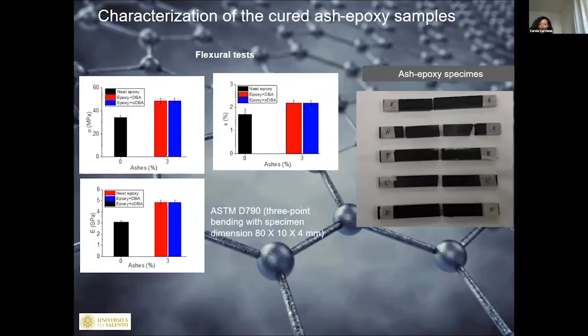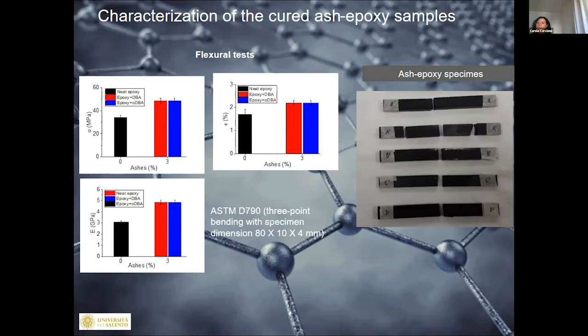Let me go to the final part of the work, where we also wanted to study the effect of these waste fillers on the mechanical properties of the cured systems. As you can see in this slide, the flexural modulus of the composite systems increases by about 50% when we add just 3% by weight of DBA and ODBA fillers. You can also see that similarly the strength and strain to break improve in the presence of the fillers. In this case, you don't notice a difference between the two kinds of filler, which act in the same way in improving the mechanical properties of the net epoxy resin.